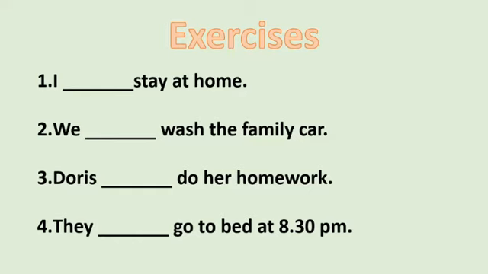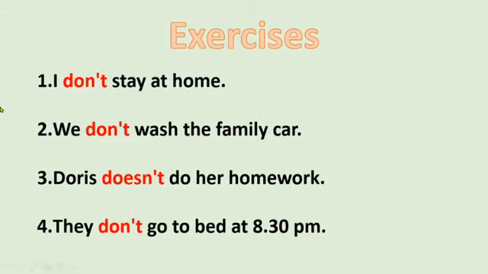Okay, I think that's enough. We're going to check. The first one, I don't, because I is first person. I don't stay at home. Number two, we don't watch the family car. Don't, because it's we, it's the first person. Doris doesn't do her homework. Doesn't, because Doris is she, and she is third person. And finally, four. They don't go to bed at 8 p.m. Don't, because it's they, it's first person.